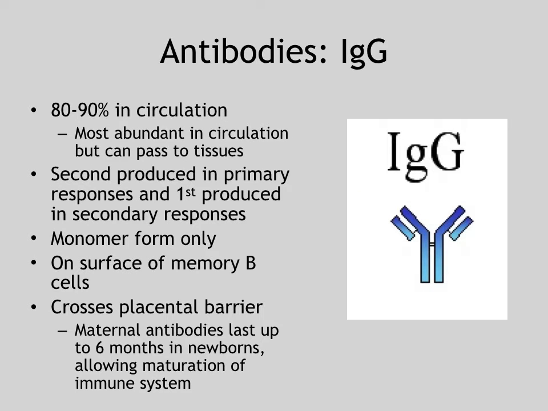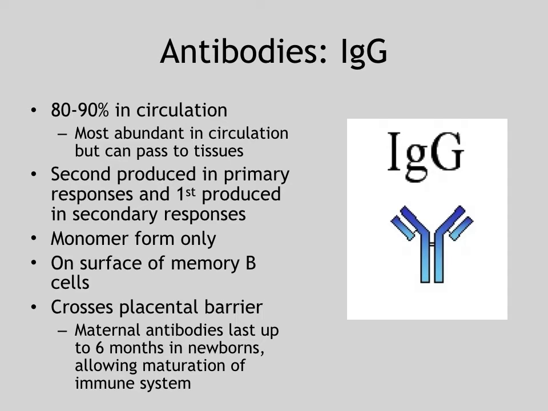IgG antibodies make up anywhere from 80 to 90% of the antibodies found in circulation. They're very small. B cells pump out lots of them. They're the most abundant in the bloodstream. They can also pass into tissue, and they can cross the placental barrier to infants in utero. They are the second antibody produced in primary responses, but the second time you're exposed to that disease, they are the first. And this is because they are found on the surface of memory B cells.